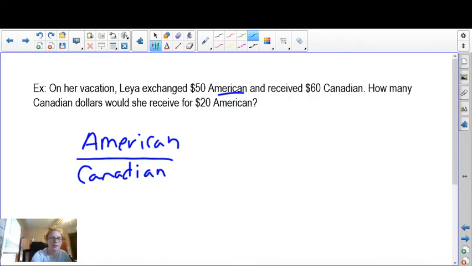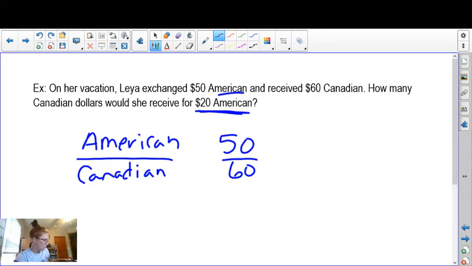So for every 50 American, she got 60 Canadian. And I want to figure out 20 American. Well, I can't reduce 60 into... I'm sorry. My apologies. I looked at the wrong one. I cannot reduce my 50 into 20, but I can reduce my 50 over 60. They both end in a 0, so I can cross it off. So I can say for every 5 American, she got 6 Canadian.